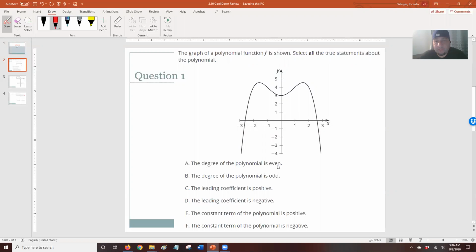It says the degree of the polynomial is even, and B says the degree of the polynomial is odd. So you should have learned that there's a difference between the graphs of even degree and odd degree polynomials. Even degree polynomials are polynomials where the endpoints travel in the same direction. They're either going in the upward direction like this, if the leading coefficient is positive, or if the leading coefficient is negative, they're going to travel in the downward direction like this.